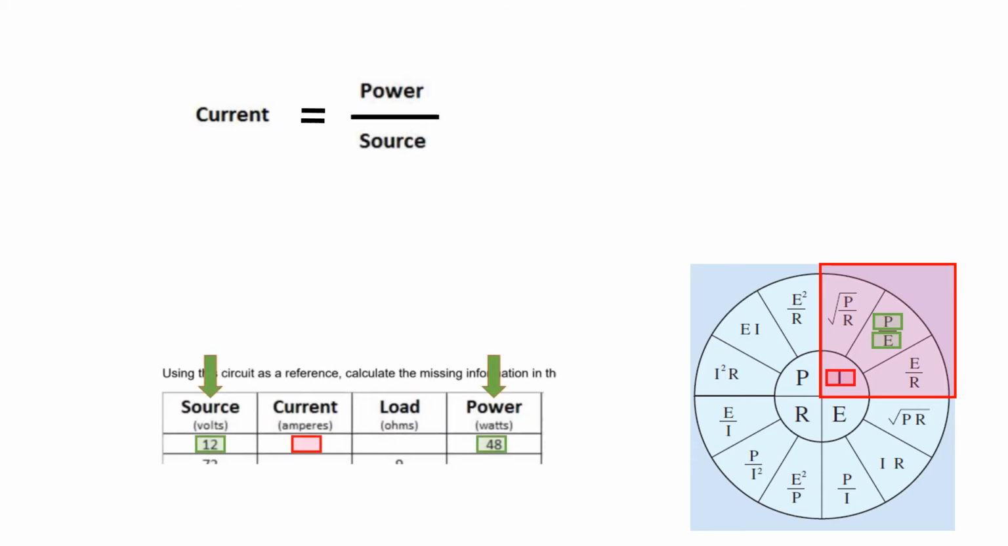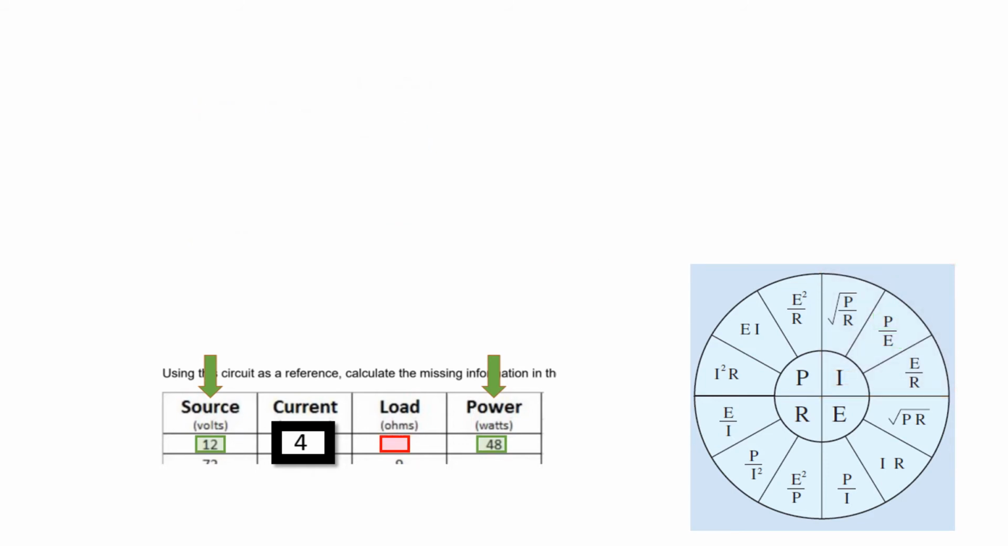You're going to substitute the values into the formula. Once you put the values into the formula, use your calculator to compute the results. In this case, the result is 4 amperes or 4 amps. That is the value that will go into the missing space for current on that row. Write your result in the table and look for the next missing value.